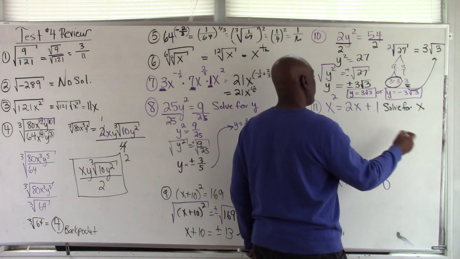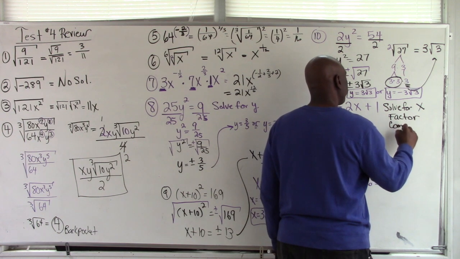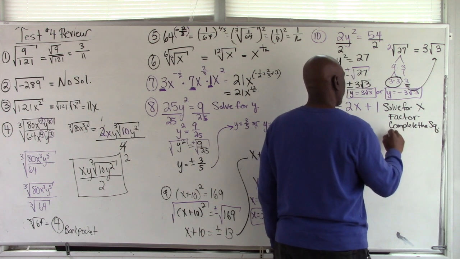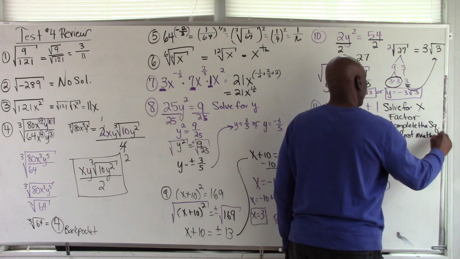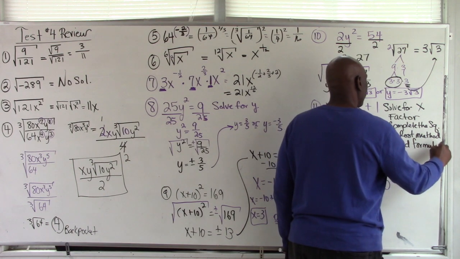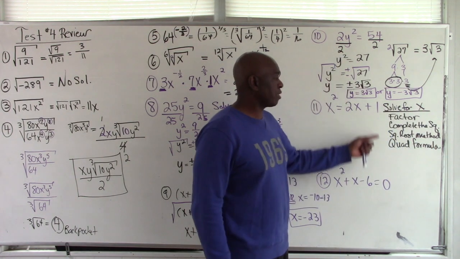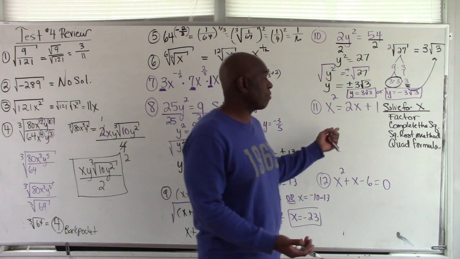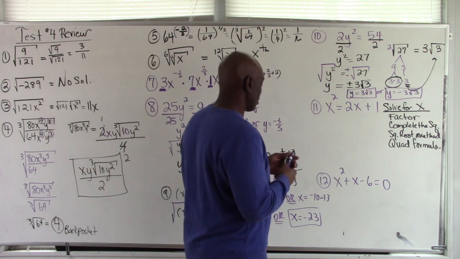All right? So we can factor. You can complete the square. You can use the square root method. You can use the quadratic formula. There are so many ways to solve for x. You can factor it, complete the square, use the quadratic formula or the square root method. You just have to look at the problem and see what's probably the best way to do it. All right? In this case, let's see.